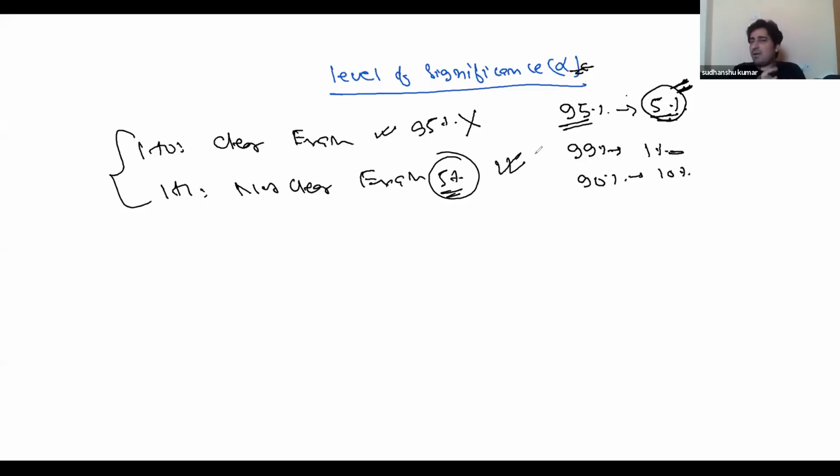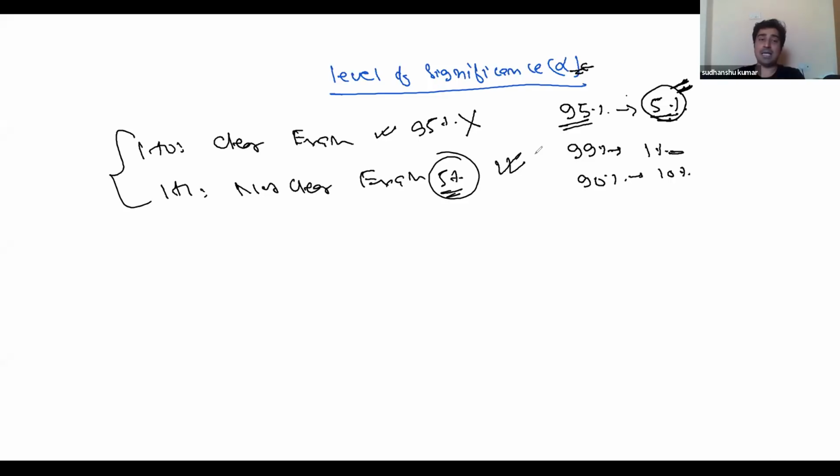So this 10%, 1% and 5% that we used to consider is nothing but a level of significance, or alpha by 2, or alpha, I would say. And alpha is nothing but a probability of occurrence of what? A type 1 error. It's just a probability. It tries to signify a probability.